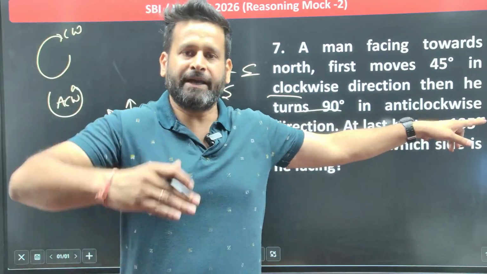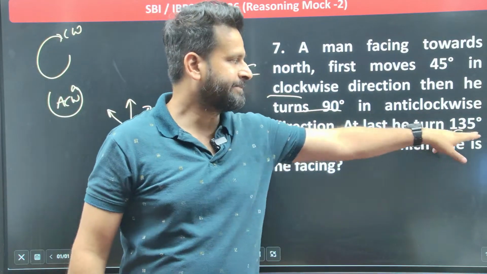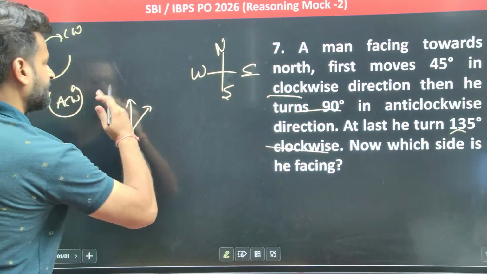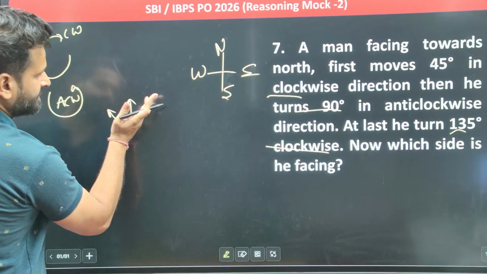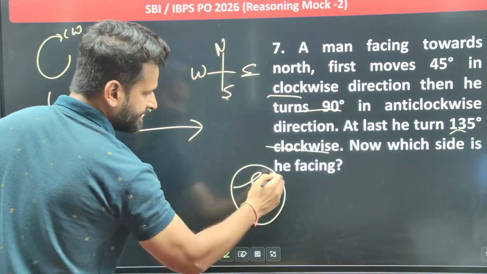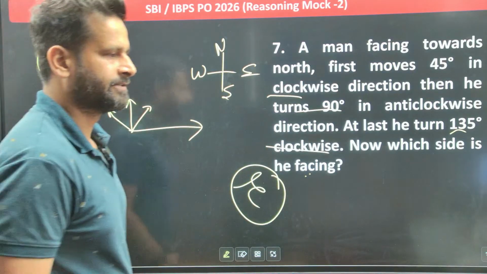Whenever this bigger angle is given, divided into 90 or 45 parts, this can be written as 90 plus 45 clockwise. This is clockwise from here. This is 90 and 45. So I will be facing in the east direction. The answer will be east. Check this diagram. If you have any doubt, please ask.